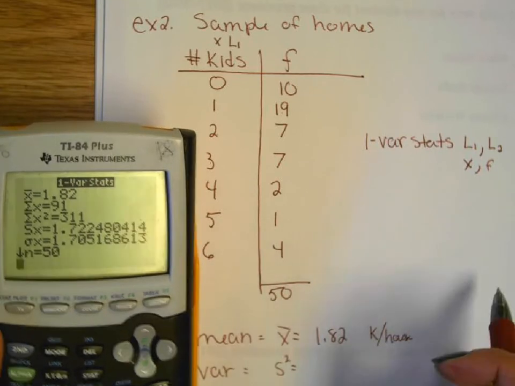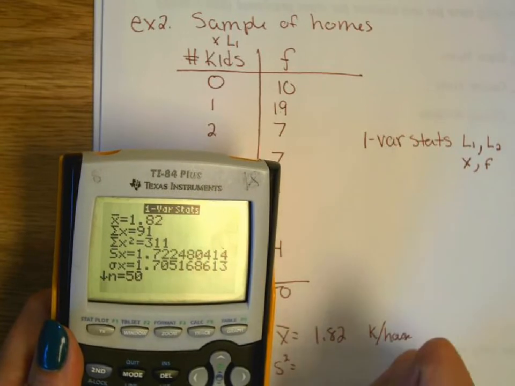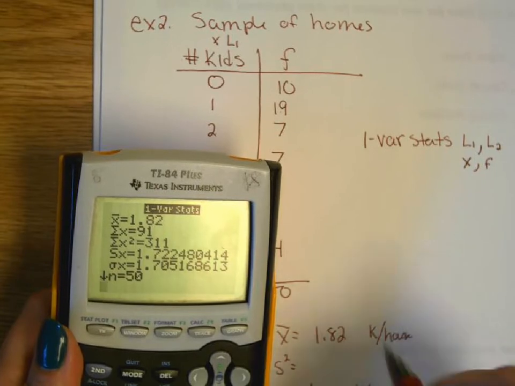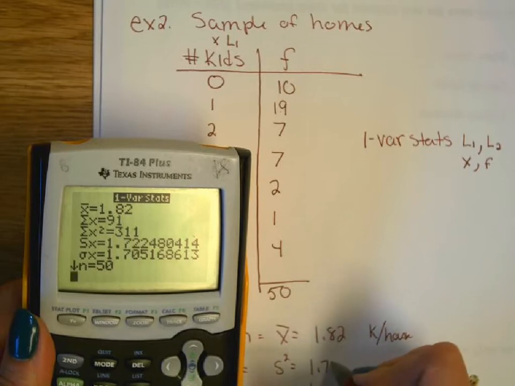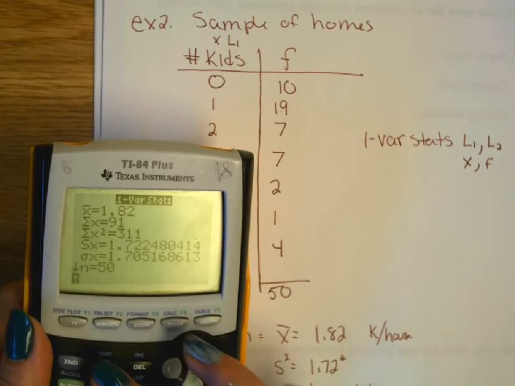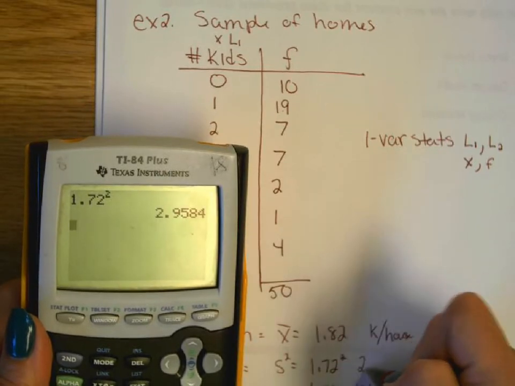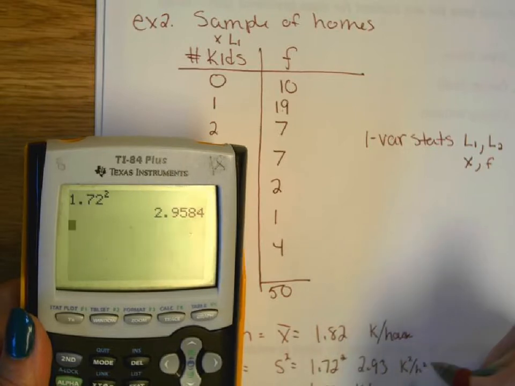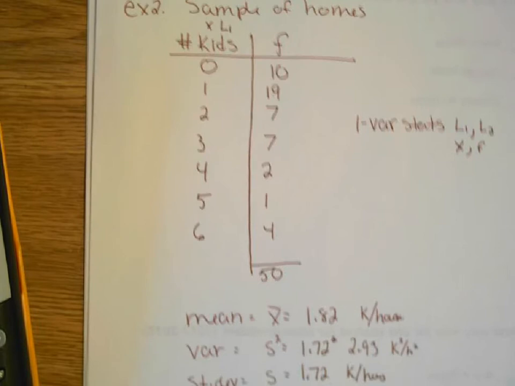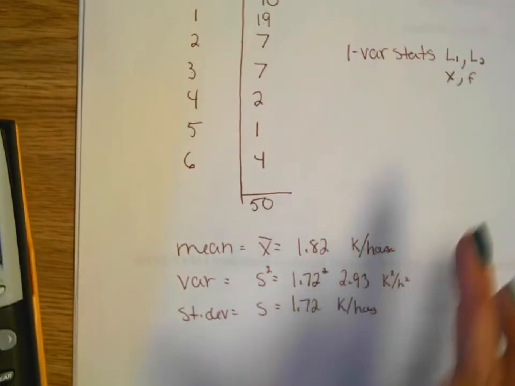The standard deviation I want, remember there's the S and the sigma, this was a sample, I want this. So 1.72 kids per house. And then for me to get the variance, I've got to square that value. 1.72 squared is 2.93 kids squared per house squared. And again, you can see how useless those units are. But all we're really looking at is the size of the number to tell us how spread out things are.